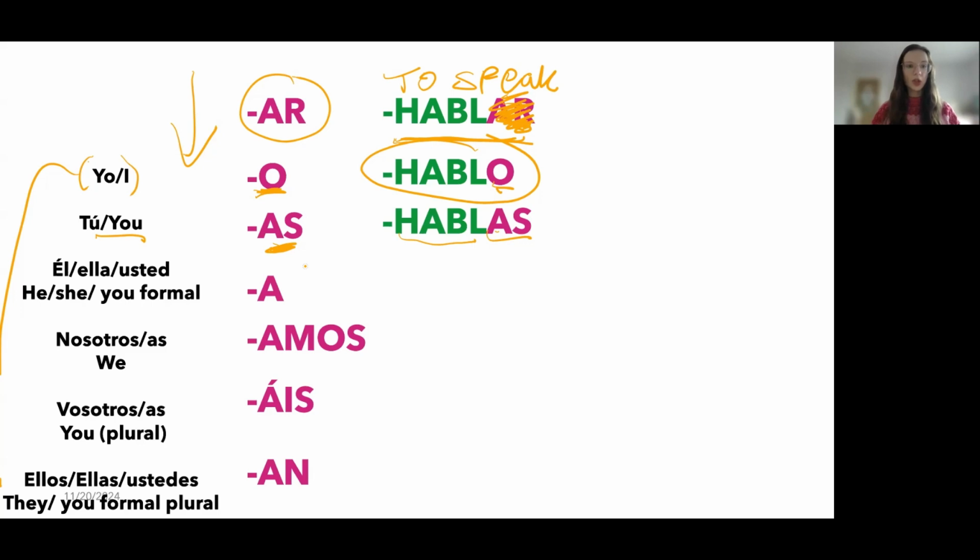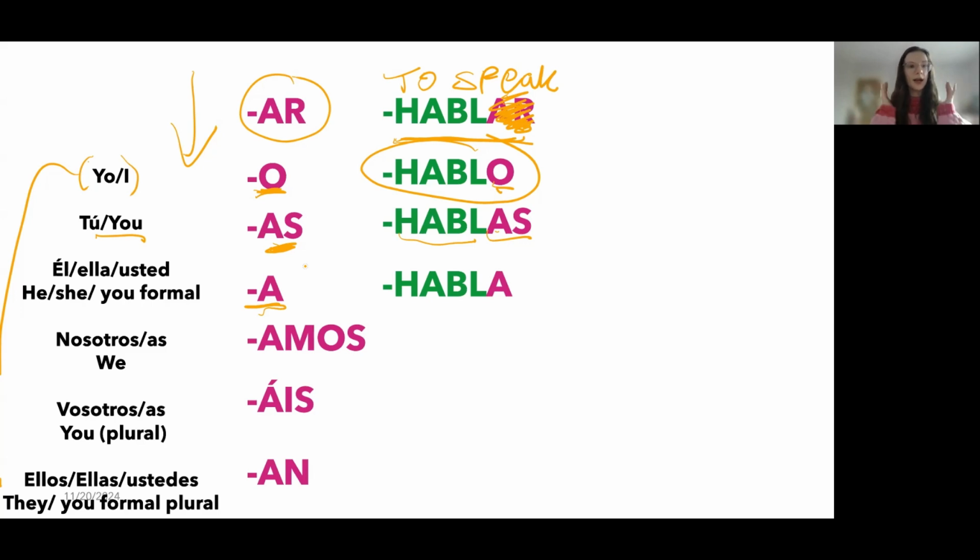Once again, we need to conjugate. So we take hablar, we cross off our ending, AR. We're left with our stem, habl, and we add our new ending for the he, she, a. So habla español. So we could say Juan habla español. Juan speaks Spanish. Perfect.